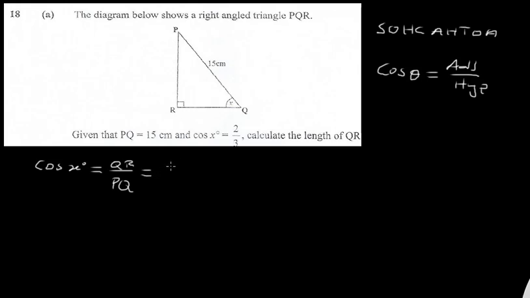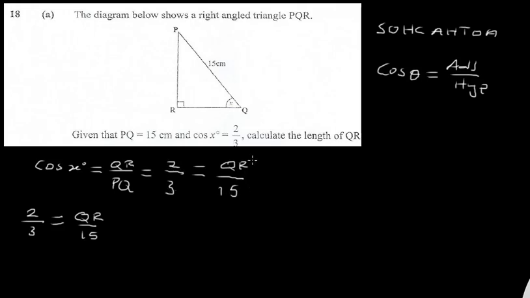And we know that this is 2/3. And we know what our QR is. Our QR is what we're looking for. And our PQ is 15 centimeters. Well, if we have this and this, then we can find it. So we're simply saying 2/3 equals QR over 15. Do you see that?